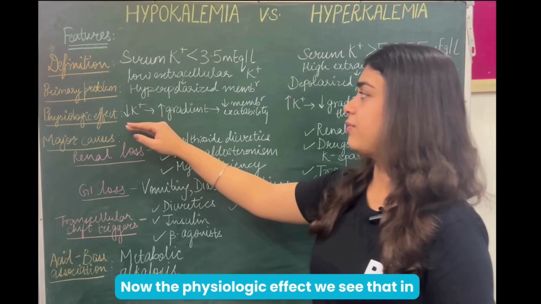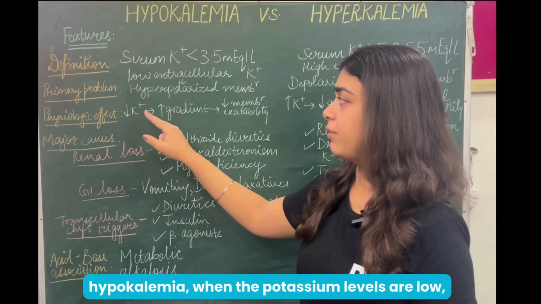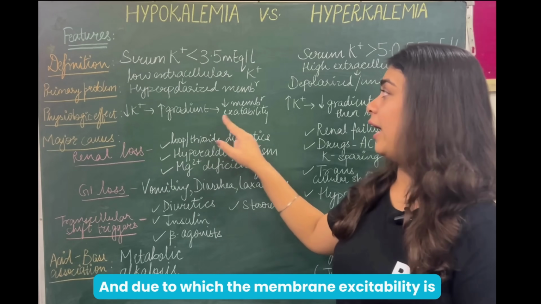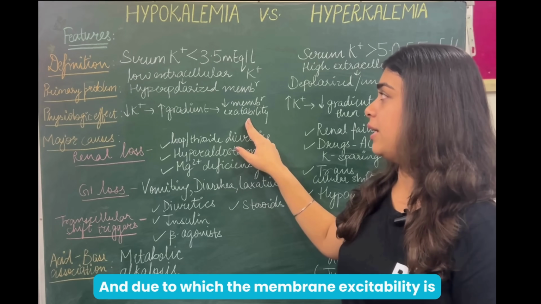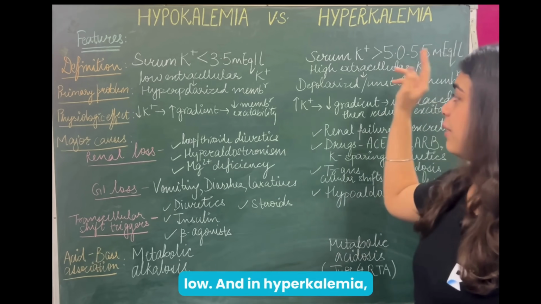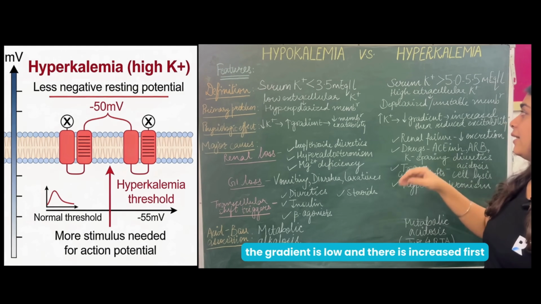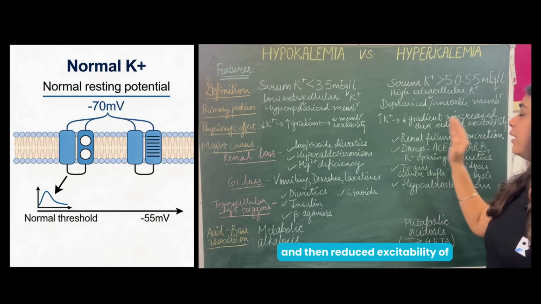Now the physiologic effect we see is that in hypokalemia, when the potassium levels are low, the gradient is high, right? And due to which the membrane excitability is low. And in hyperkalemia, due to increased potassium levels, the gradient is low and there is increased first and then reduced excitability of the membrane.